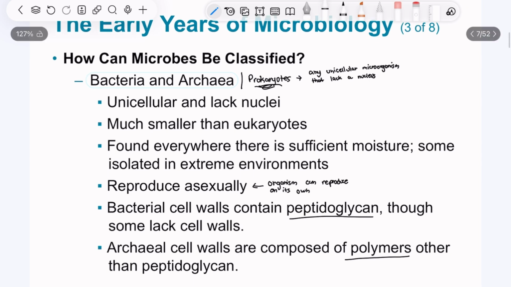The bacterial cell wall contains peptidoglycan, though some lack cell walls. So when it is said that bacterial cell walls contain peptidoglycan, it means that most bacteria have a rigid outer structure made of a substance called peptidoglycan, which provides strength and shape to the cell. Now, when it says that some lack cell walls, it means that some bacteria lack cell walls altogether. And these bacteria do not have peptidoglycan structures and often have different strategies for maintaining their shape and integrity. And archaeal cell walls are composed of polymers other than peptidoglycan.